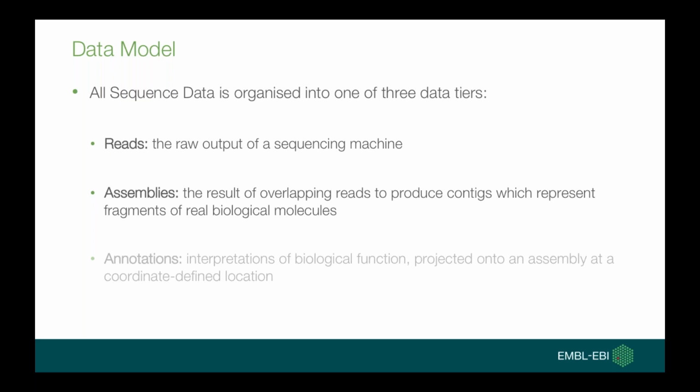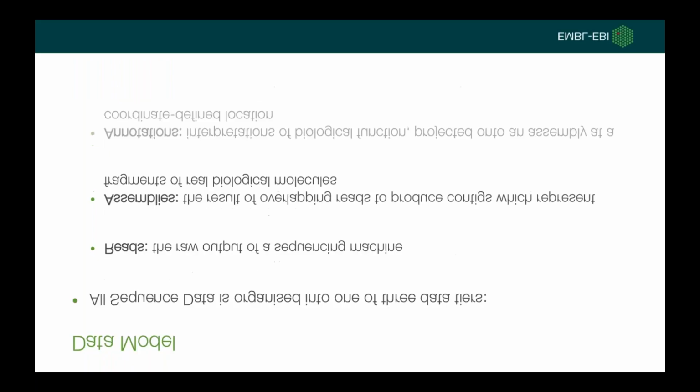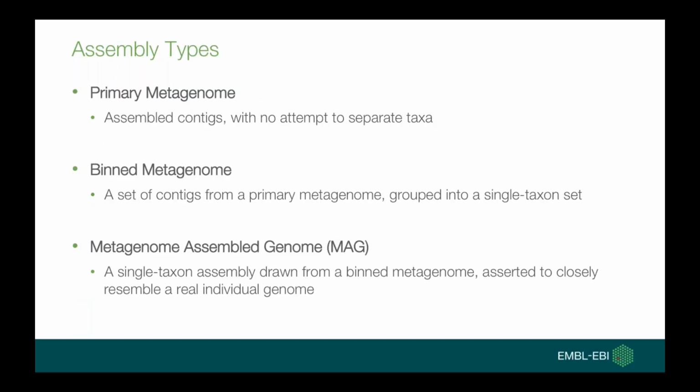And there are a few different types of assemblies that you might be submitting if you've done a metagenomic study. And I'm going to take a moment to explain what those are now. So the lowest level of assembly you might have done is a primary metagenome. This is the set of assembled contigs, but you've not done anything to try to separate those contigs based on taxa. There are no assumptions made about what those contigs mean or what their origin is.